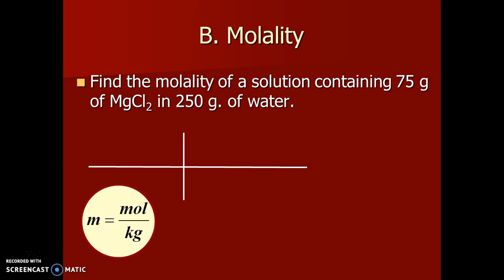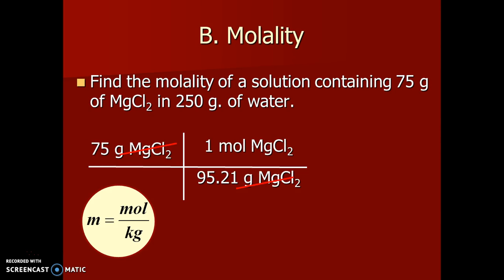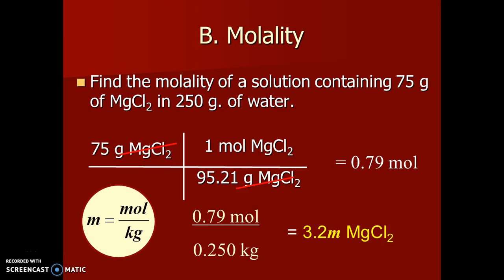So here's an example. Find the molality of a solution containing 75 grams magnesium chloride in 250 grams of water. So my first step, as always, is to convert grams to moles, using the 95.21 molar mass of magnesium chloride. So I have 0.79 moles of magnesium chloride. Now I'm going to take that moles per kilogram. I'm given 250 grams, but we must convert that to kilograms for molality. So it's 0.25 kilograms. So 0.79 divided by 0.250 kilograms. And that's equivalent to 3.2 molal of magnesium chloride.